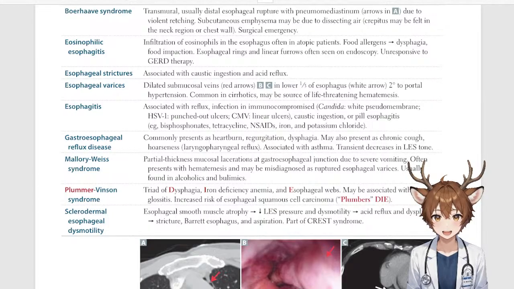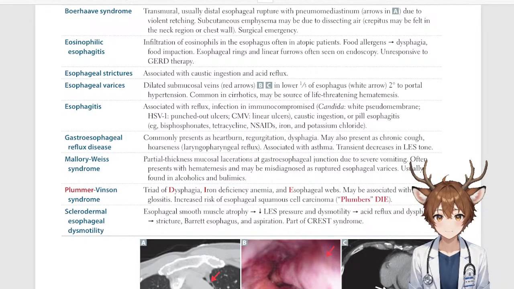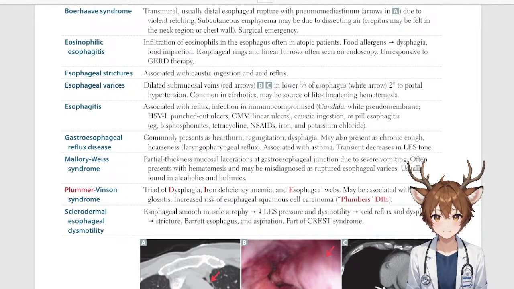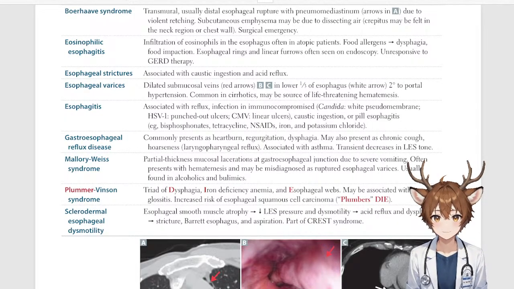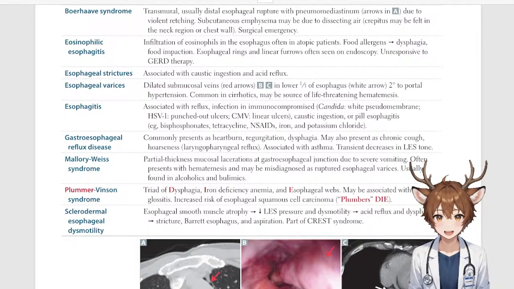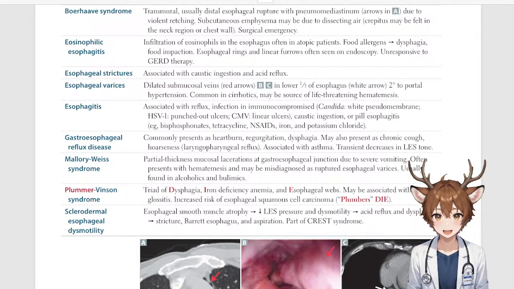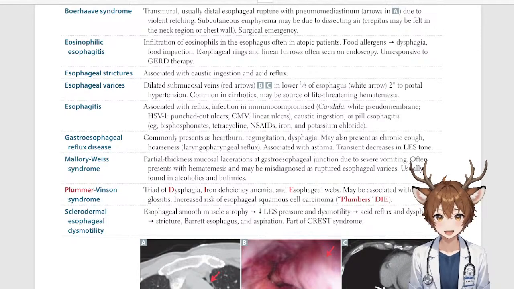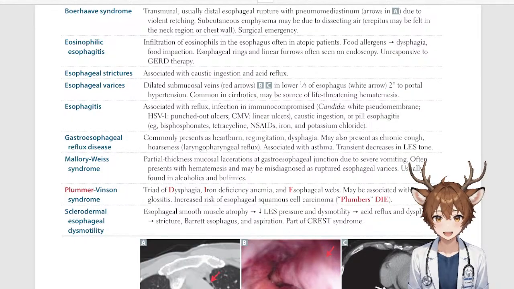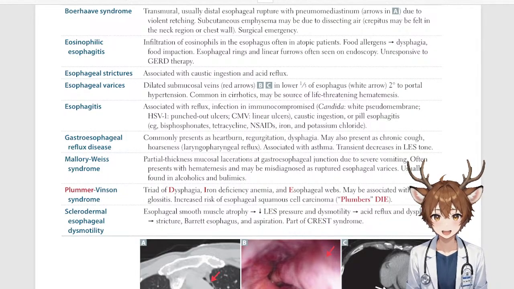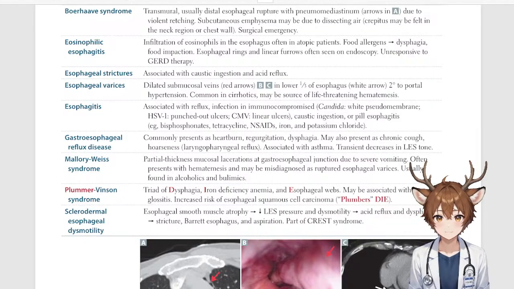Scleroderma esophageal involvement. So that's probably the lower one there that's mentioned, where they say sclerodermal esophageal dysmotility. Scleroderma esophageal involvement: esophageal smooth muscle atrophy and fibrosis leading to a decrease in the lower esophageal sphincter pressure and distal esophageal dysmotility, which leads to acid reflux and dysphagia, leading to stricture, Barrett esophagus, and aspiration. Part of the CREST syndrome. So it's part of this wider CREST syndrome that exists.